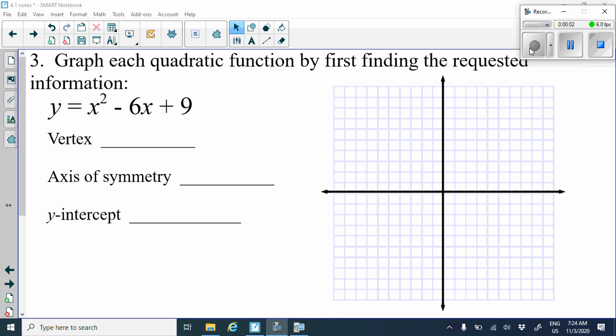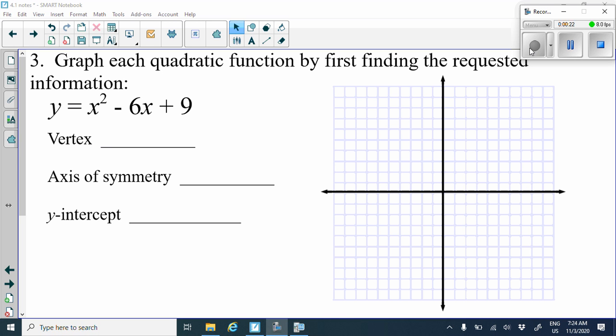Hey guys, so here's the last part of the 4.1 notes. What I would like you to do is pause the video and graph this function. While you do that, go ahead and find the vertex, axis of symmetry, and y-intercept. Okay, let's see what you got here.